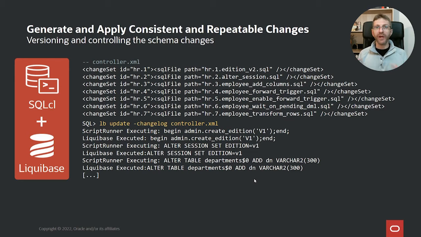So whenever you try to rerun the controller, the changelog, it will not reapply the changes that have been applied already. And this is why it is really efficient and repeatable for schema changes. All the changes are versioned inside the database, but of course you can also put the code inside a versioning system like Git.